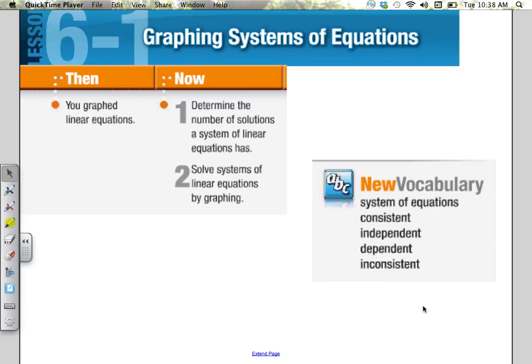So first, in lesson 6.1, we're going to learn how to graph systems of equations on the coordinate plane. And by graphing them, we're going to be able to determine what solutions they have, meaning what solution they have in common. Here's your vocabulary: system of equations, consistent, independent, dependent, and inconsistent. So go ahead and make a list of those so you have them, and then we'll fill in the blanks as we move along through this lesson.